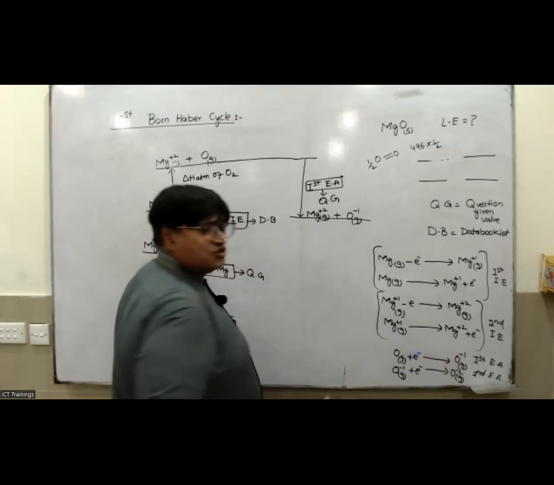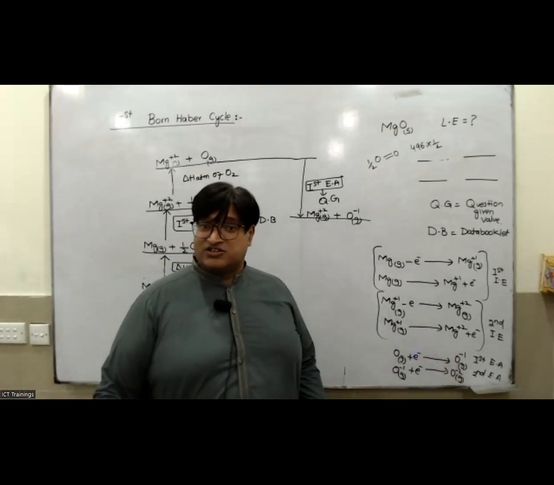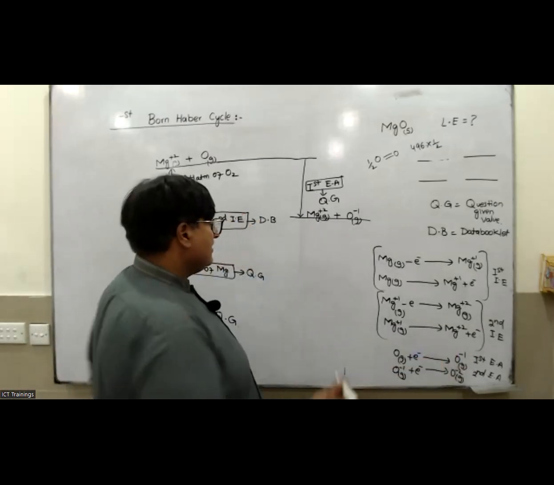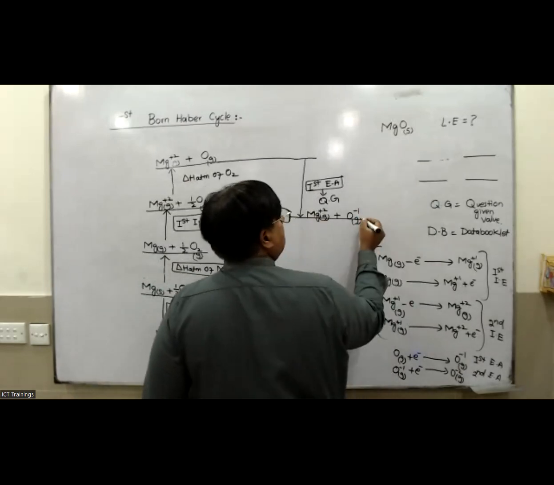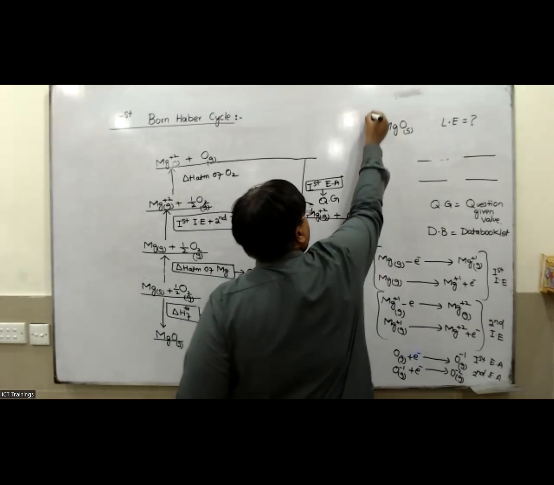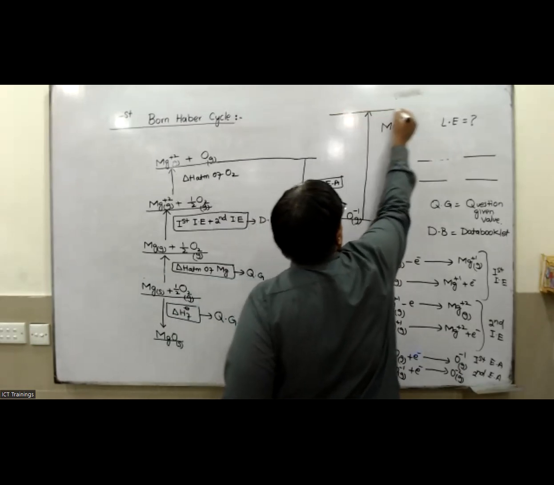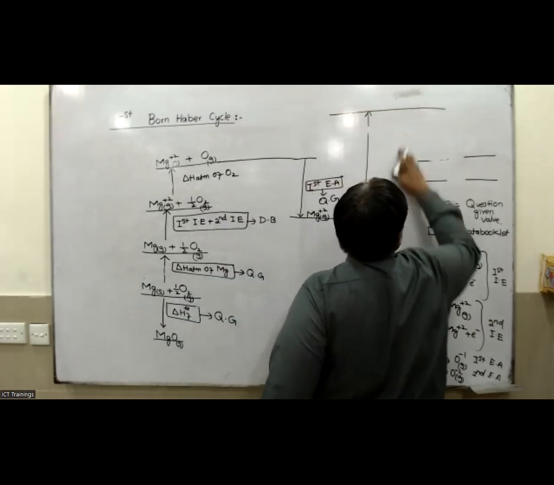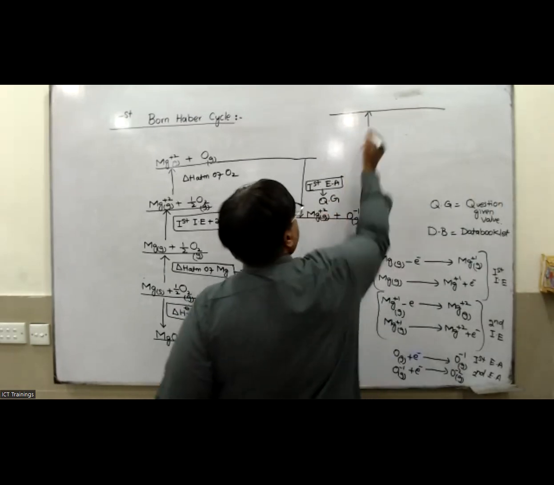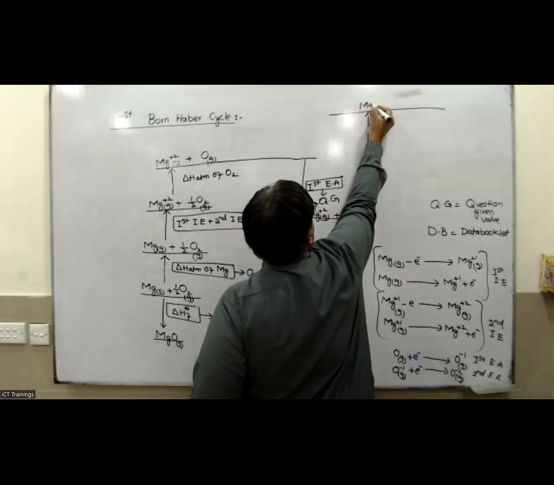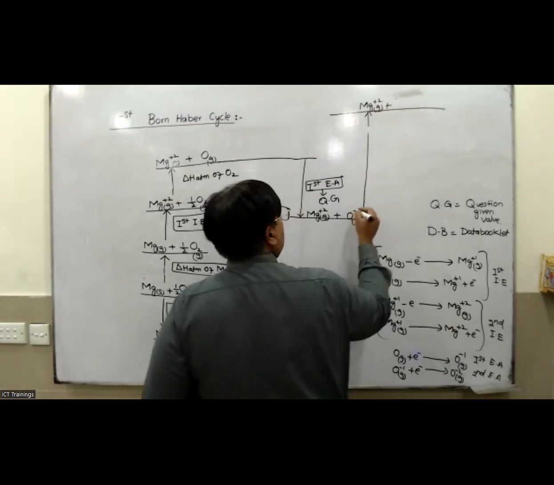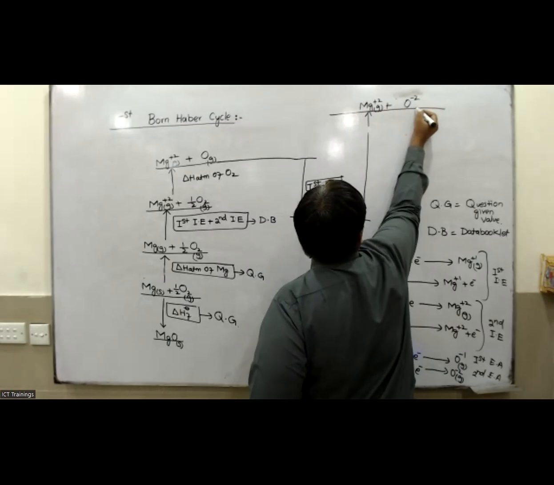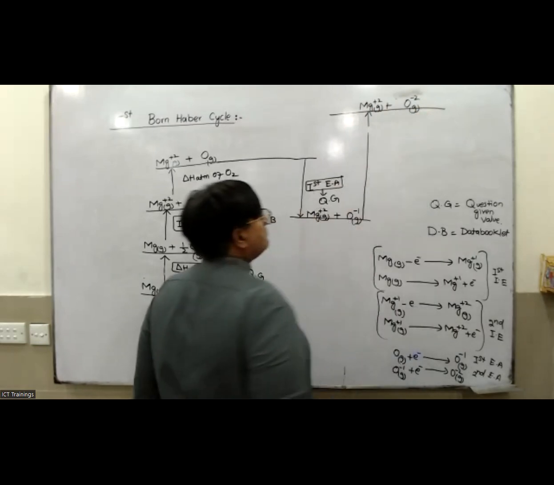Okay, so equations could be written. The second electron affinity is endothermic, so we take the arrow upward like that. Now write down this one as it is: Mg2+ in gaseous form and O2- in gaseous form.